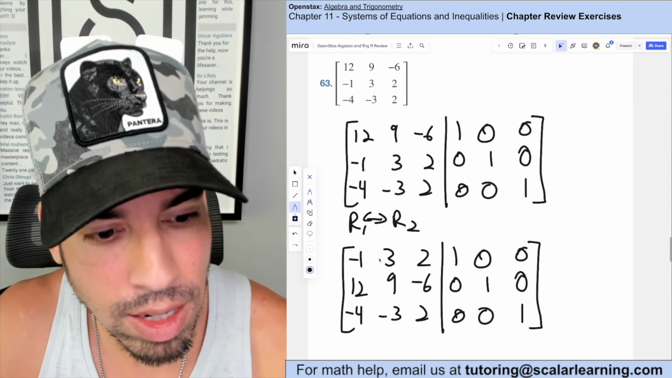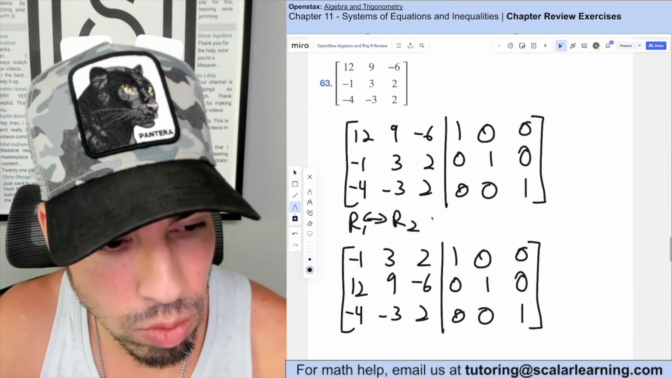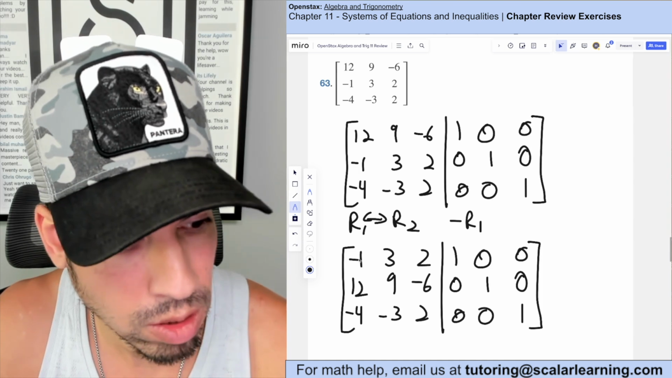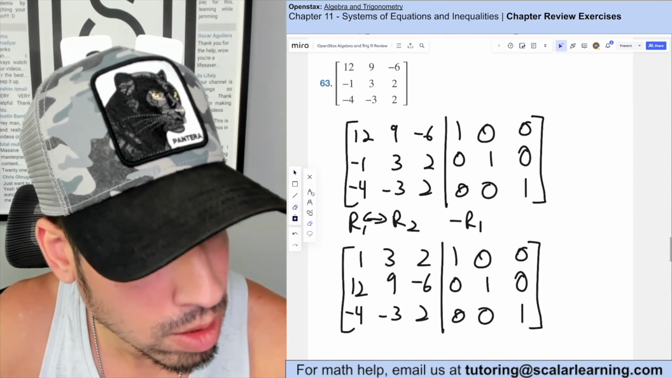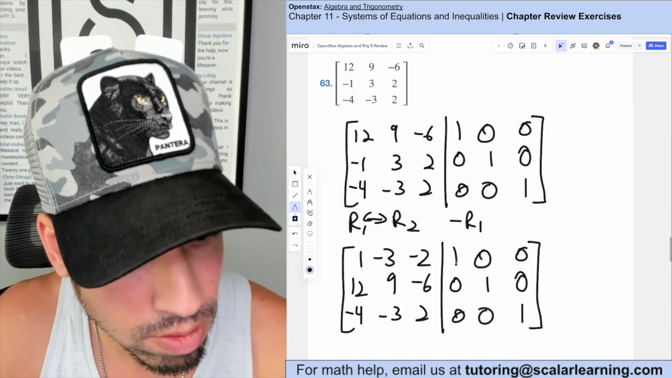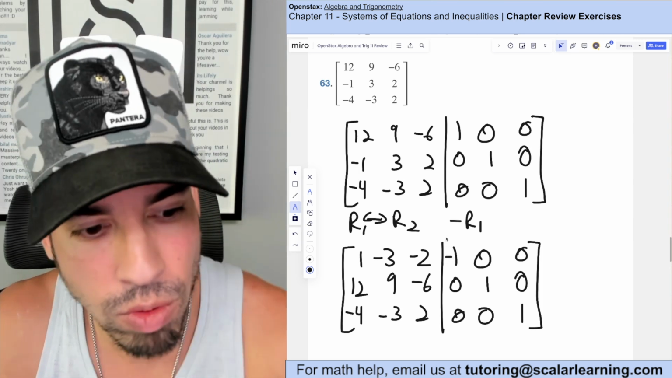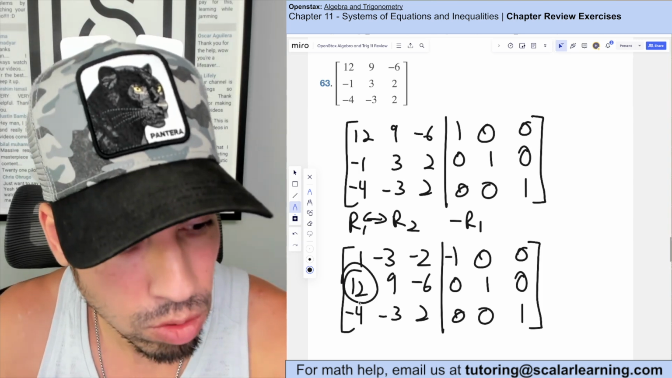Okay, and then again, I want to negate this entire row. So I want to negate row 1 because I want that to be a positive one. So that becomes positive. These two become negative, and that 1 becomes negative. Okay, great. Now we can start to zero these guys out.